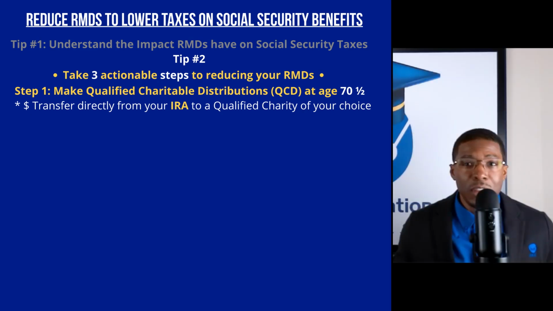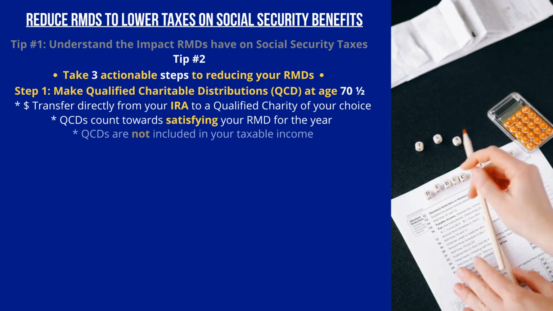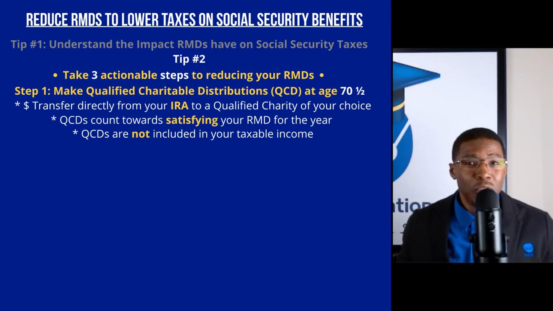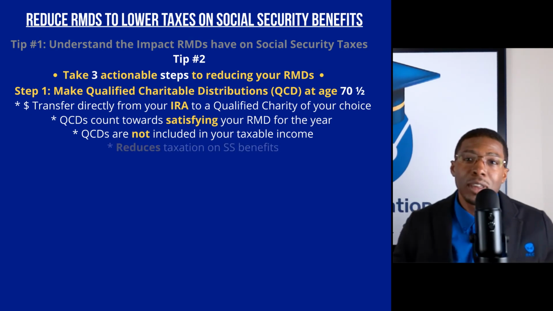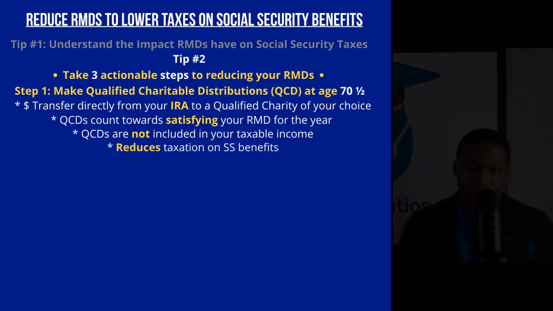These distributions are not only able to satisfy your required minimum distributions for the year, they are not even included in your taxable income. This would not only help you reduce taxes on your required minimum distributions, it would obviously help reduce taxes on your Social Security benefits as well.